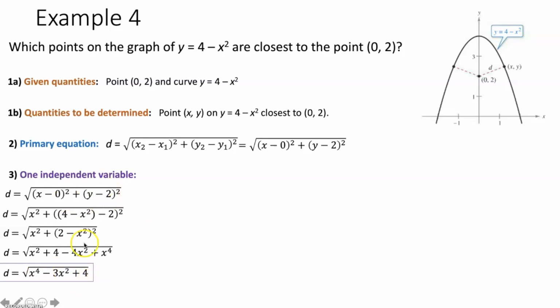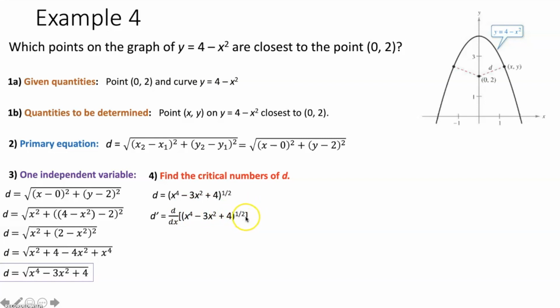Now what I need to do is take the derivative of my primary equation, set that equal to 0, and find my critical numbers. So in order to take the derivative of this, I'm just going to rewrite it. Instead of having a radical, I'm going to rewrite that as a 1/2 exponent. Now when I take the derivative here, this is going to require the chain rule. We have an outer function, this in here being raised to the 1/2 power, and we have an inner function, x to the fourth minus 3x squared plus 4.